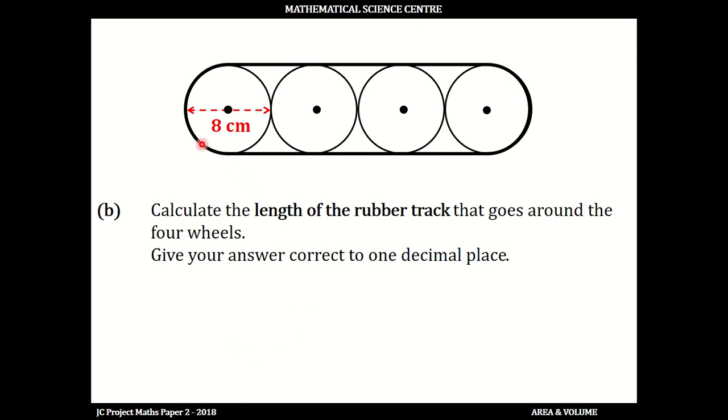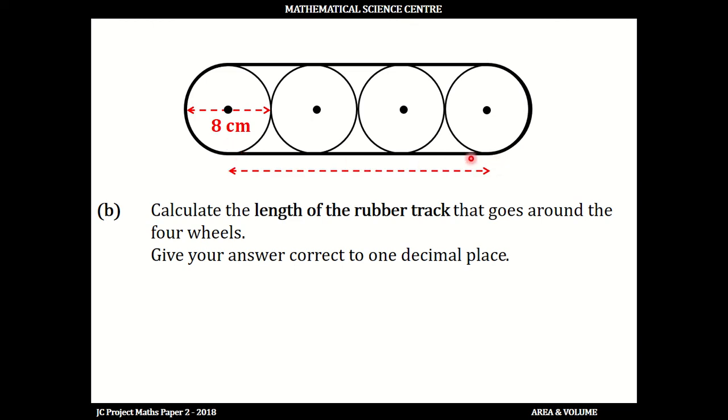Now, this here is half a circle, this rubber part here. And this rubber part here is another half a circle. What does them two half circles add to? A full circle. Now, we've already found out, what was the length of a full circle? 25.1. Okay. What we now need to find is this length.